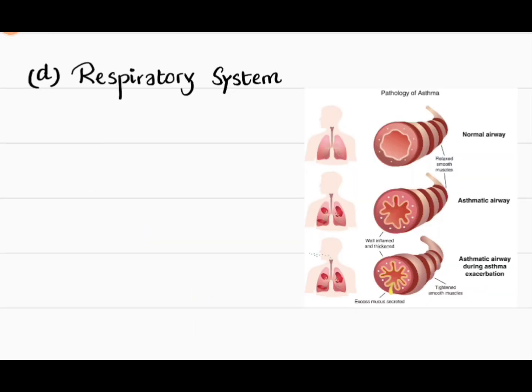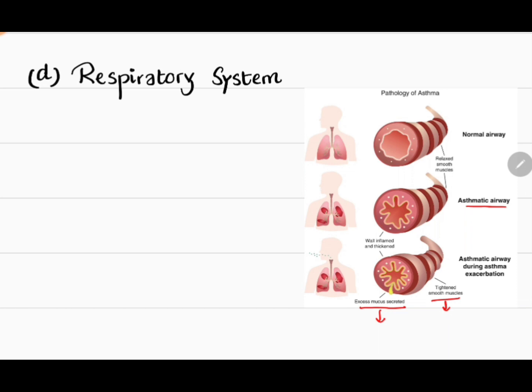Next is the respiratory system. In this diagram, we can see that we have a normal airway, and an asthmatic airway in which the walls are a bit inflamed and thickened, and excess mucus is also secreted. The smooth muscles are also very tightened.